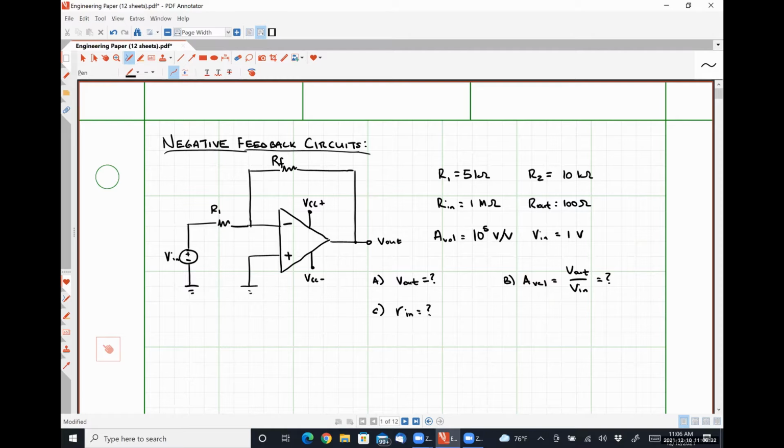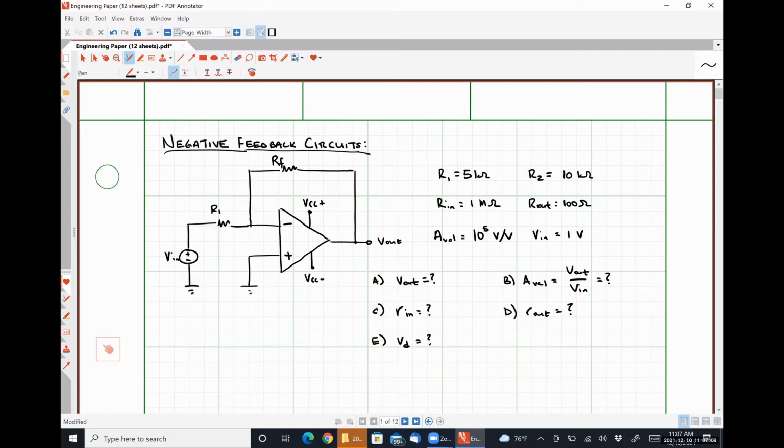Similarly, I want us to find R out, which is the resistance seen looking into the output terminal of our system. And lastly, I want us to figure out what our differential voltage VD is for the circuit.